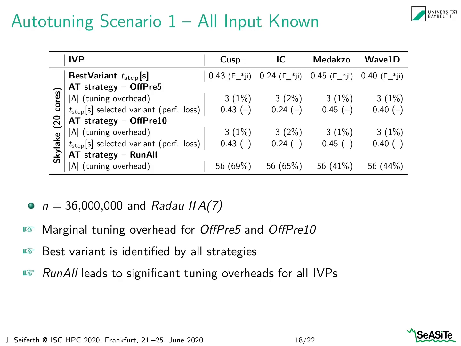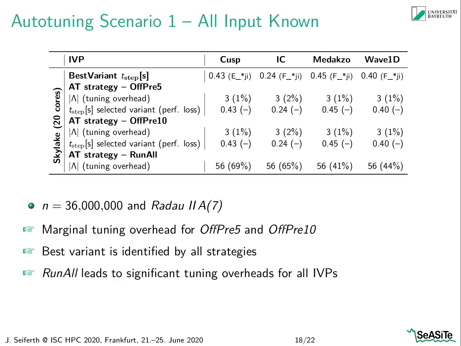Table 4 compares the accuracy and efficiency of 3 auto-tuning strategies when tuning 4 different IVPs on Skylake. Strategy run all runs all 56 variants to identify the best variant. Off-pre5 selects the best variant from a subset of all variants. The subset contains all variants within a 5% deviation of the best ranked variant by Offsite. Off-pre10 allows a bigger deviation of 10% and might contain a bigger subset.